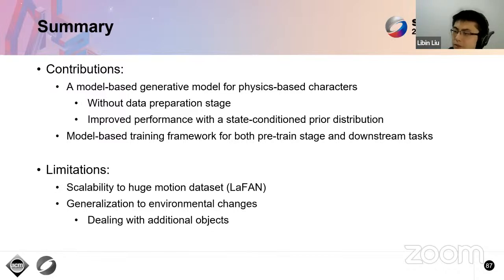But definitely there are some limitations. Currently we still encounter some issues when scaling up to a larger data set. The training data we use for the demos contains only 15 minutes of motion. We tried to use 1 hour of motion, and we find that the results are not as good as we expected.